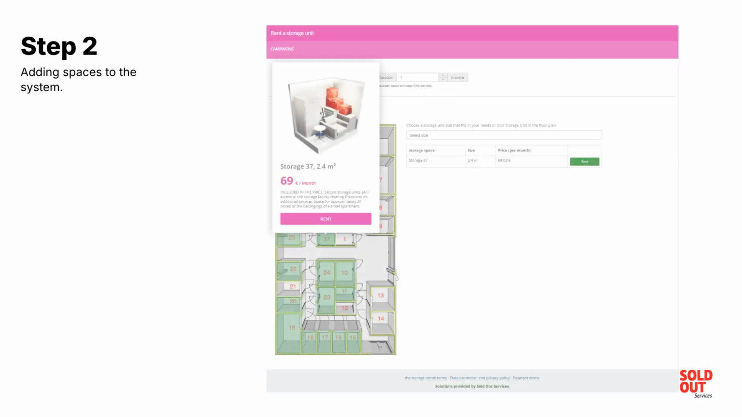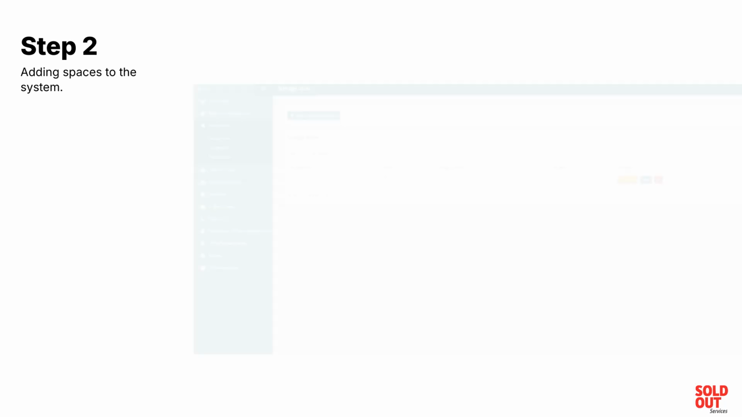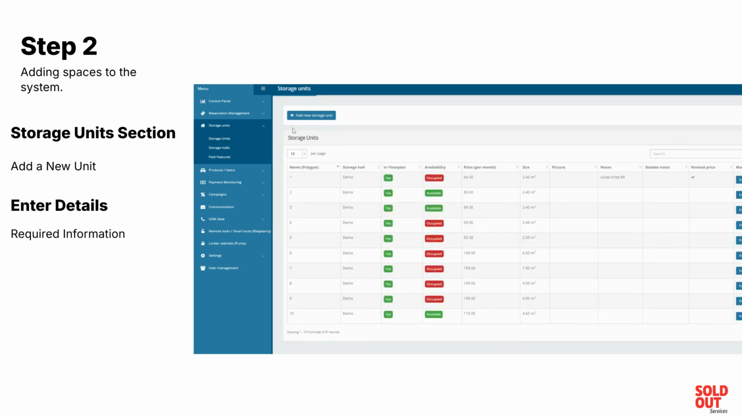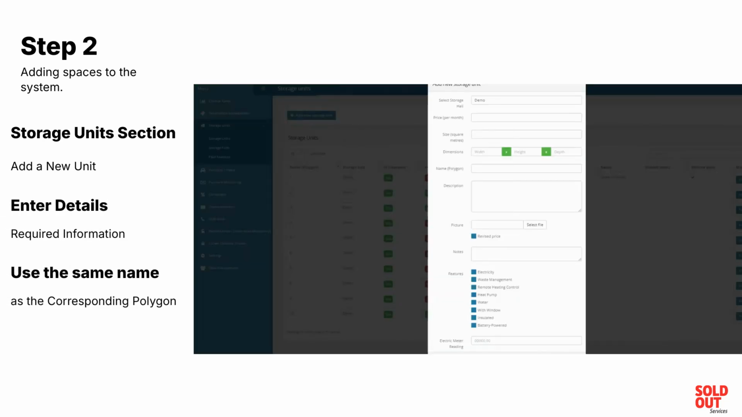Step 2. Adding spaces to the system. Once the floor plan is ready, proceed to add the spaces to the system by following these steps. Go to the Storage Units section and select Add a new unit. Fill in the required details. Use the same name as the corresponding polygon and set the monthly rental price. For the size, specify the area in square meters.